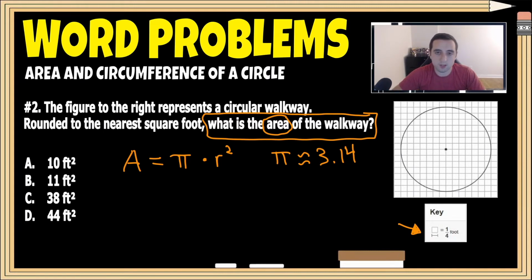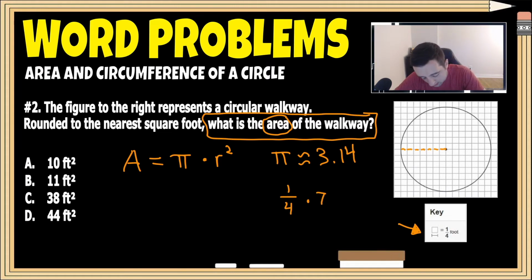Let's count how many squares it takes to make a radius. So let's start from the center and go to one outer edge of the circle. So we have 1 square, 2, 3, 4, 5, 6, 7 squares to make up a radius, or half the length of the circle. So let's take 1/4, because each square is 1/4 of a foot, and multiply that by the 7 squares that we had.